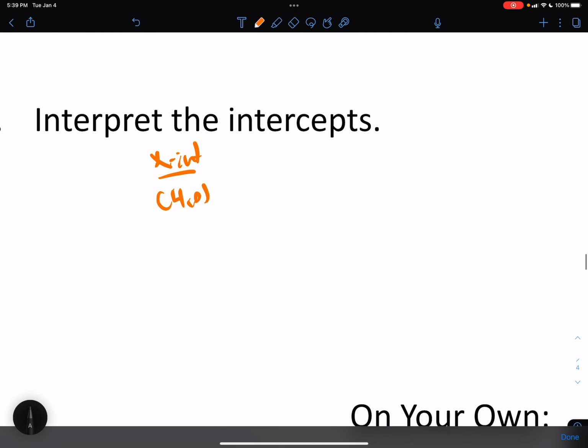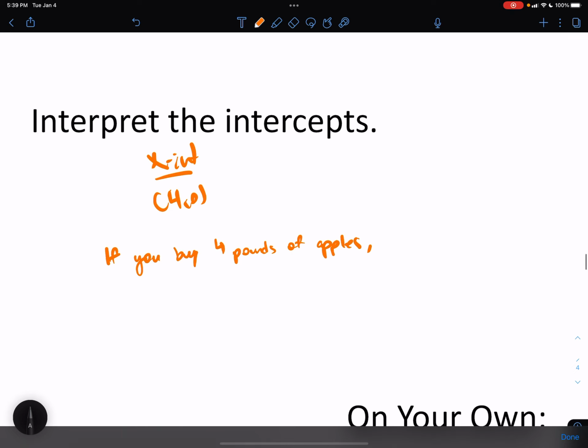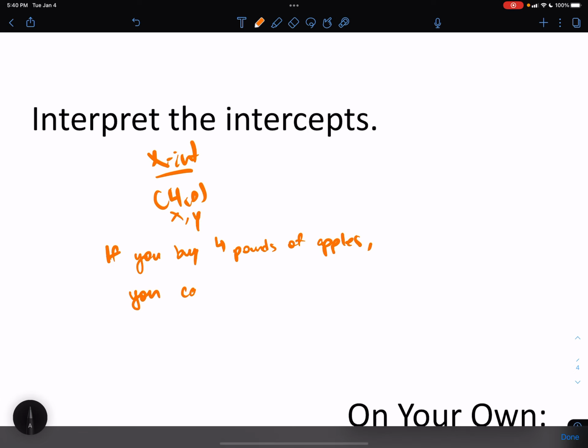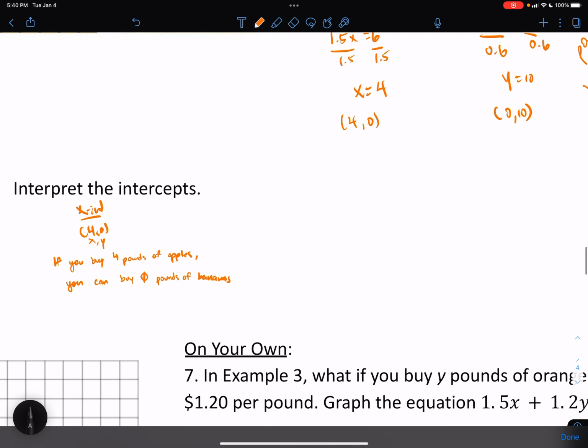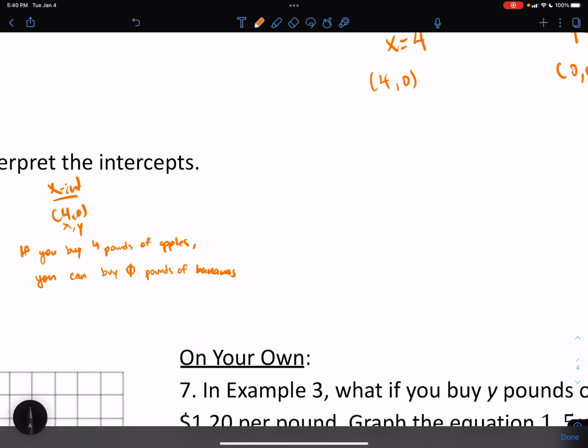So if you buy 4 pounds of apples, so there is a little bit of writing involved in this. Well, 4 pounds of apples, if x is 4, what is y? Well, then y is 0. That means you can buy 0 pounds of bananas, because my y units are bananas. X units are apples, y units are bananas.